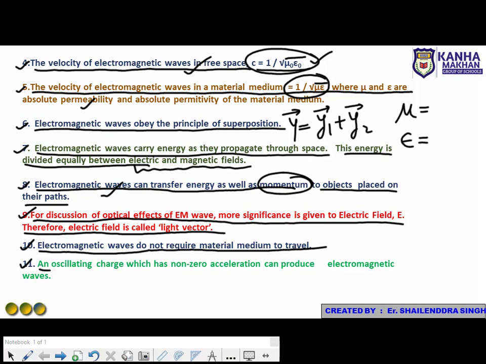And an oscillating charge which has non-zero acceleration can produce an electromagnetic wave. And that portion is also removed from your syllabus. It is proved with the help of Hertz's experiment. It is not in your syllabus.